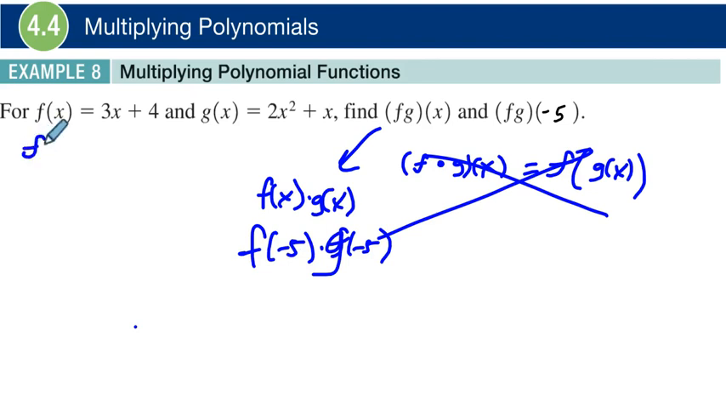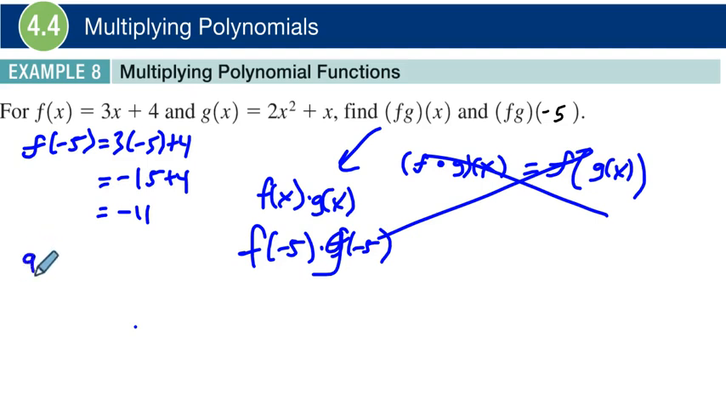So that's what I'm going to do. So watch this. If we were to find f of -5, that would be 3 times -5 plus 4, right? Right here. I'm just plugging in -5 right here. So that would be -15 plus 4, or just -11.